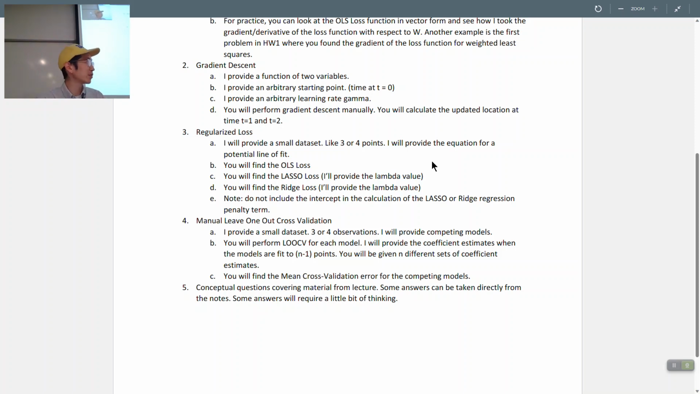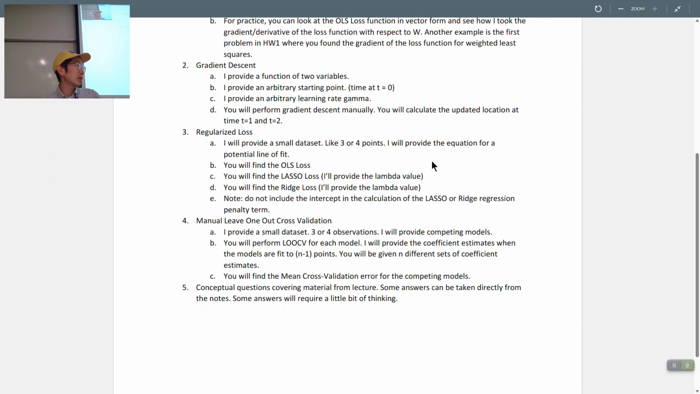So you don't have to actually fit the models themselves, but what you're going to do is say, okay, if this is the slope and intercept, you plug back in the point that was left out, and you get its prediction, and you compare that to the actual value, and you'll calculate the cross-validation error that way. And then a handful of conceptual questions.